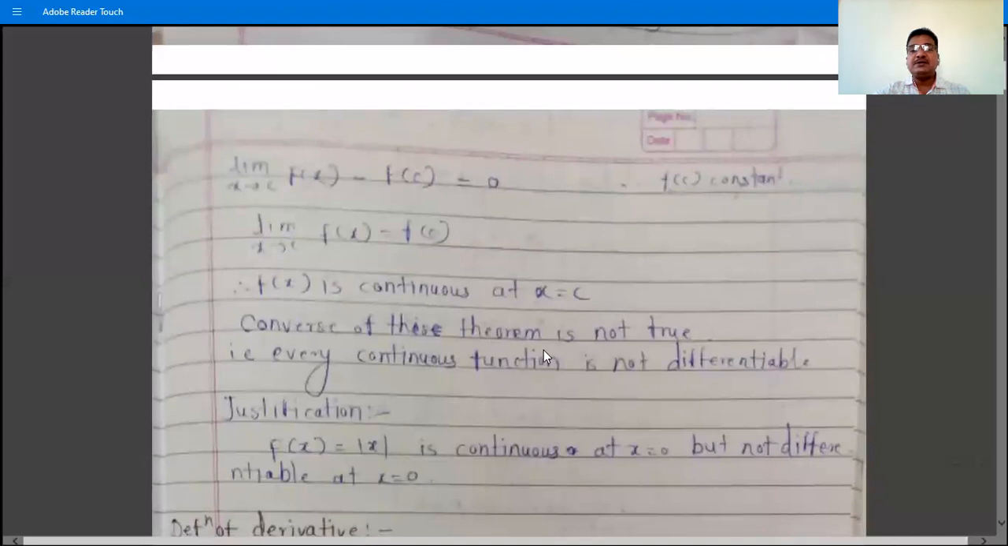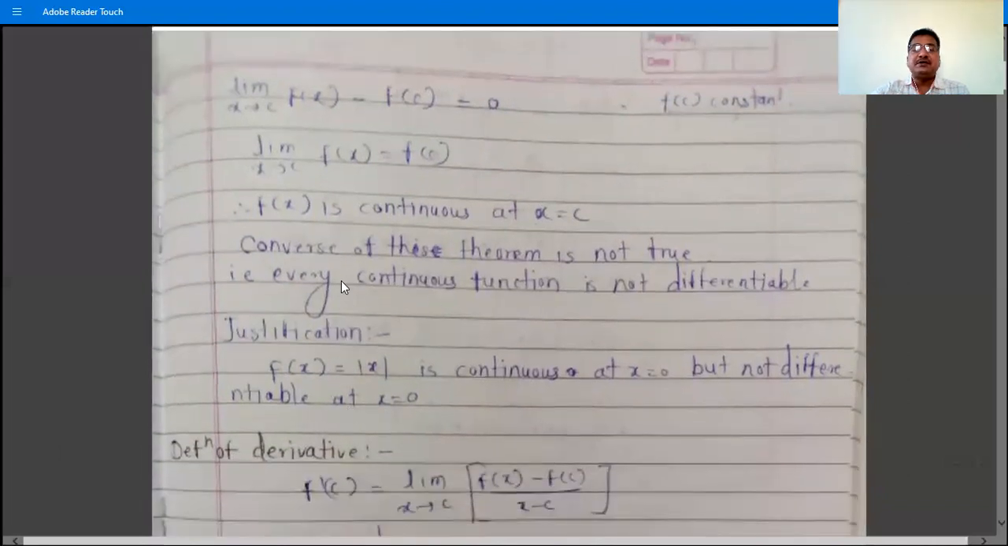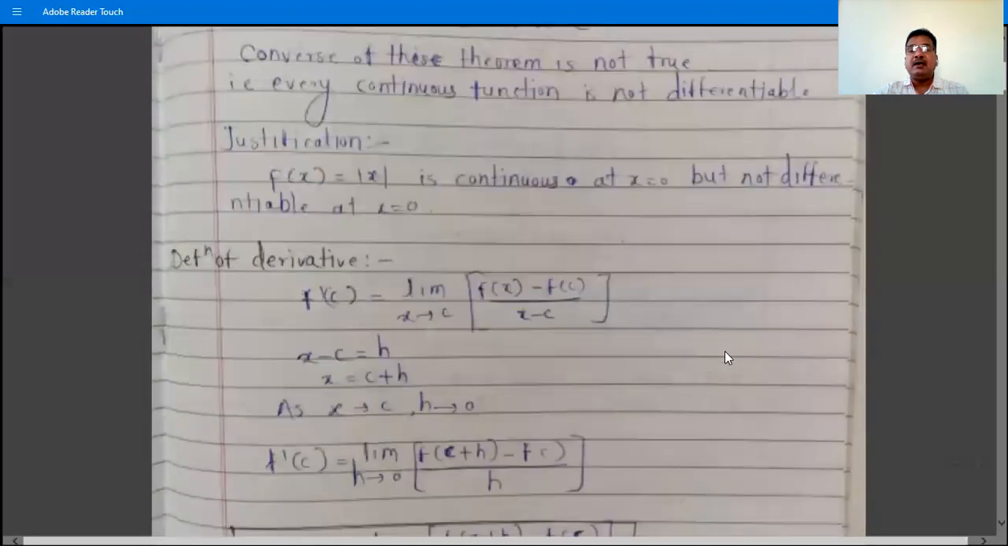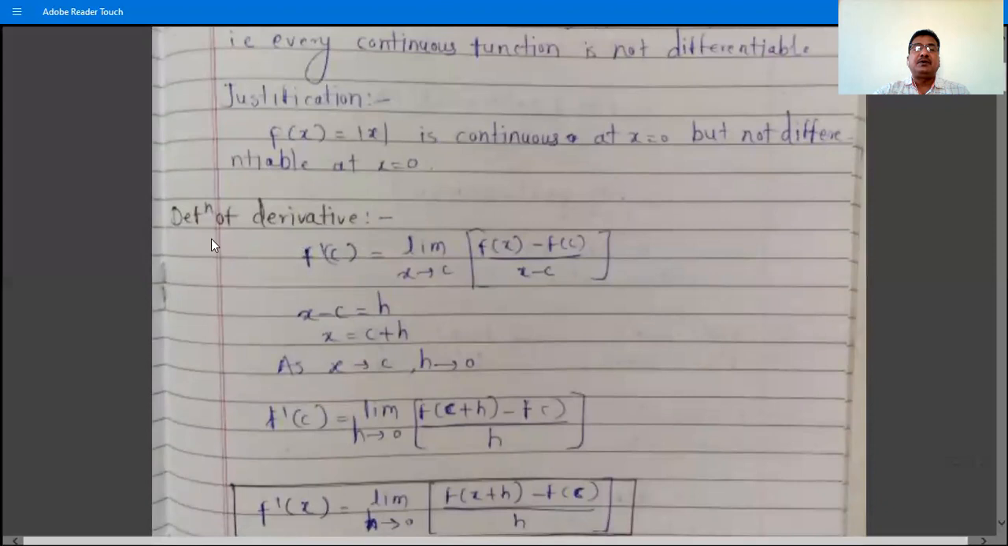But the converse of this theorem is not true: every continuous function is not necessarily differentiable. That is, if the function is continuous at some point, then it may be differentiable or it may not be differentiable at that point. So for justification of this statement, write this example: f(x) equals mod x is continuous at x equal to 0, but not differentiable at x equal to 0. That is, the function is continuous at some point, but it may not be differentiable at that point.